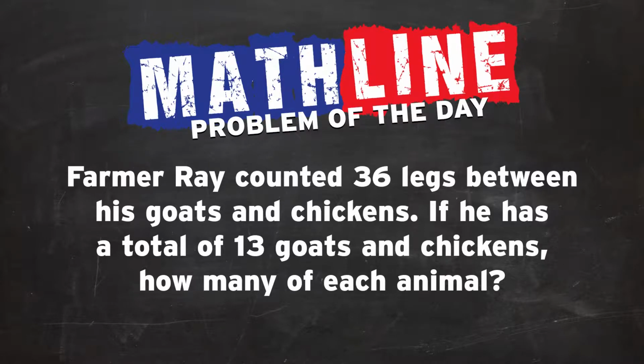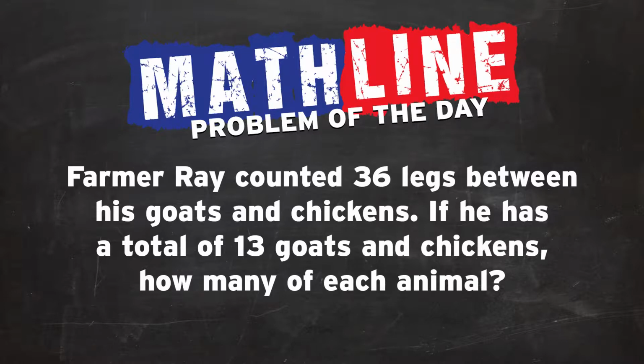Go to Farmer Ray. He is counting 36 legs between his goats and chickens. And that's an interesting concept there. Goats and chickens on the farm. Sometimes you have goats and chickens in the city. If he has a total of 13 goats and chickens, there's some goats, some chickens there. How many of each animal?